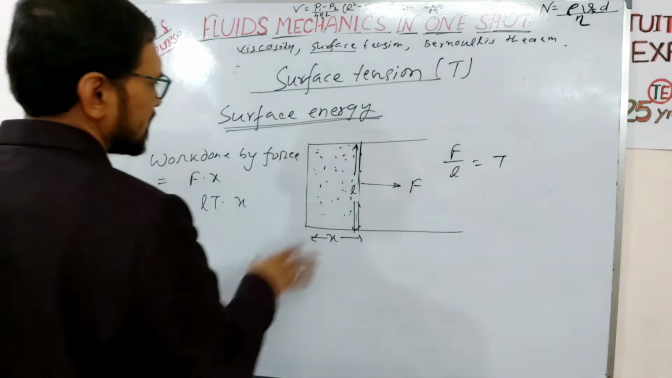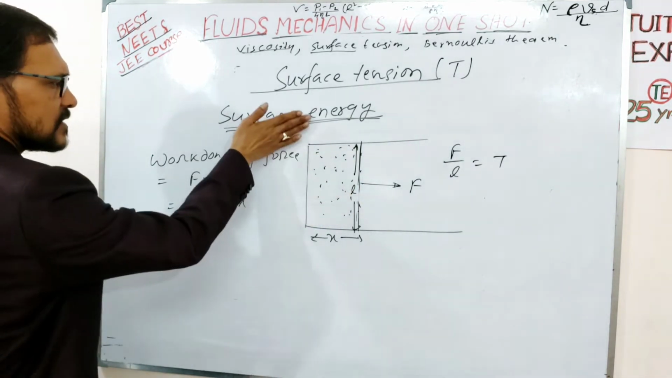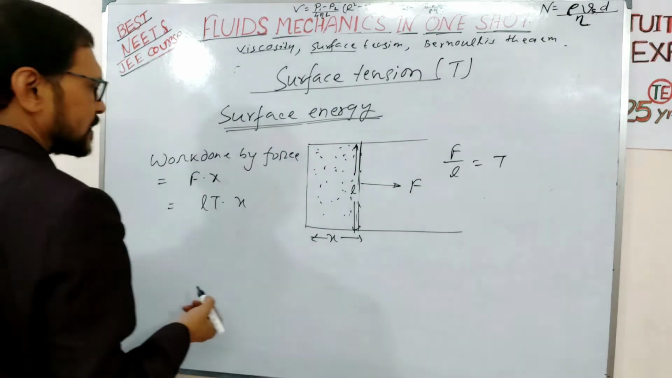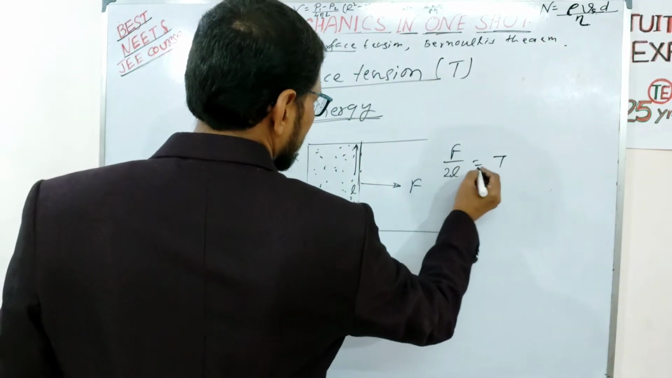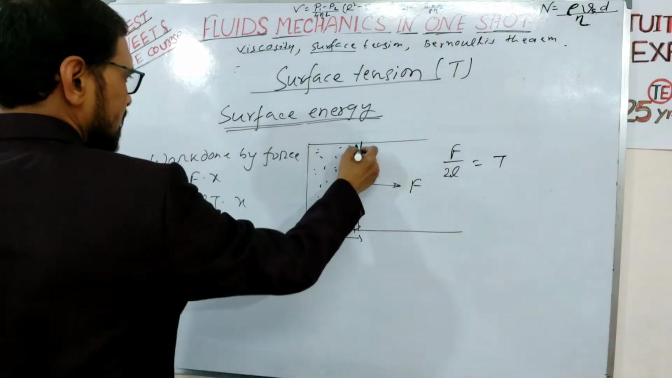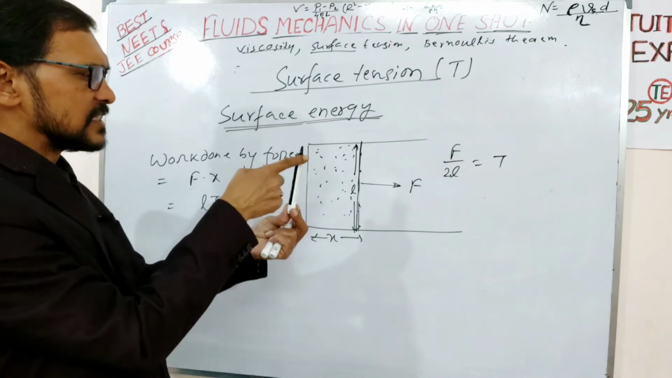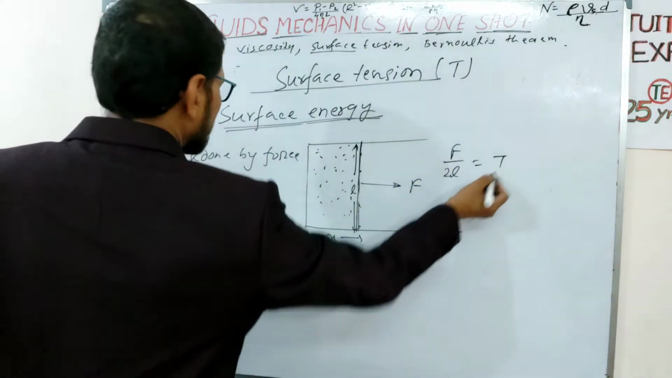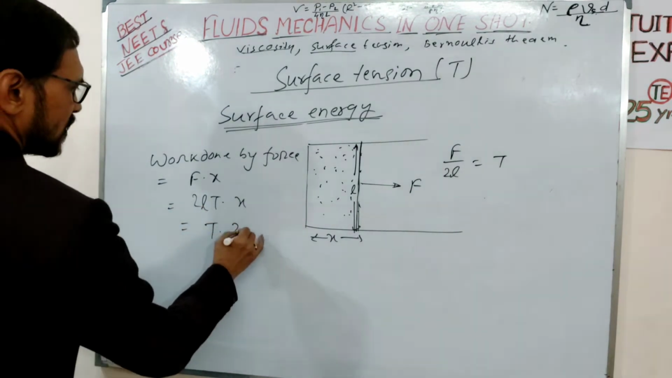Now here it has two surfaces, an upward surface and a downward surface. Two surfaces are present, so two lengths are present, upside and downside. So F by 2L equals T, and the work done is T into 2L into x.